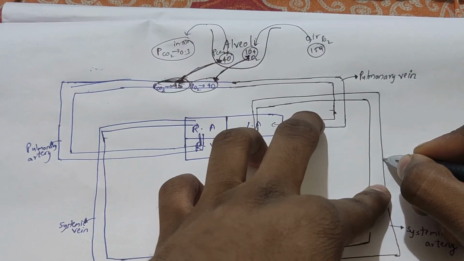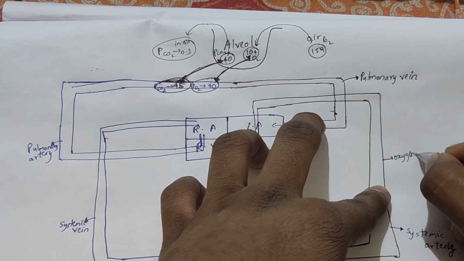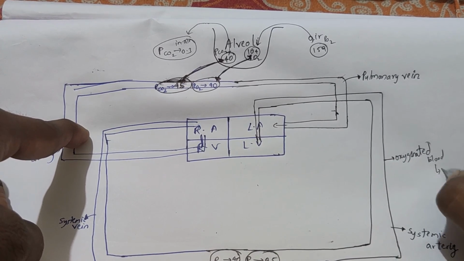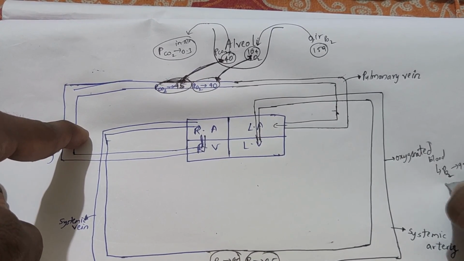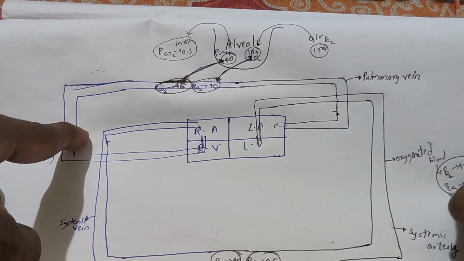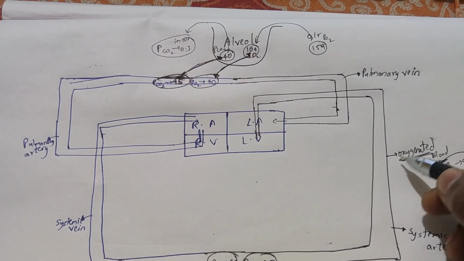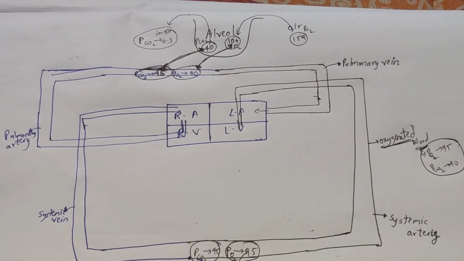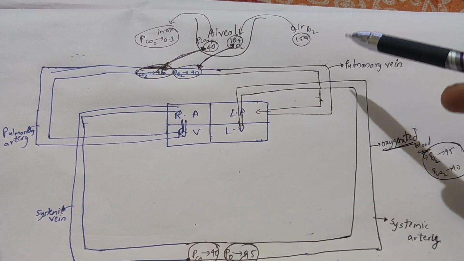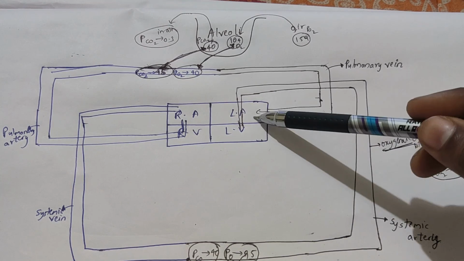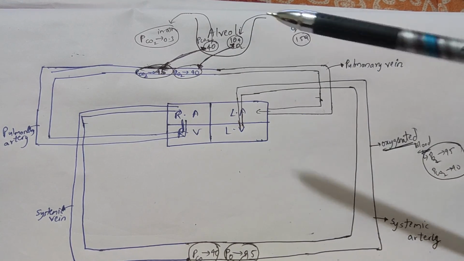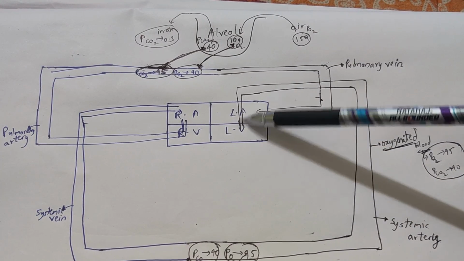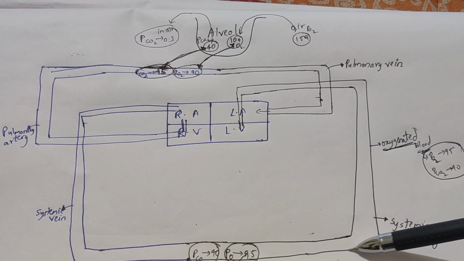Again I'm saying, the black one is oxygenated and the blue one is deoxygenated. For oxygenated blood, the PO2 will be 95, whereas the PCO2 will be 40. I think it would be clear for you. Now this oxygenated blood goes to the left auricle. From the left auricle, it goes into the left ventricle. And now from the left ventricle, the systemic arteries take this blood. They carry the oxygenated blood and transport it to the tissues.